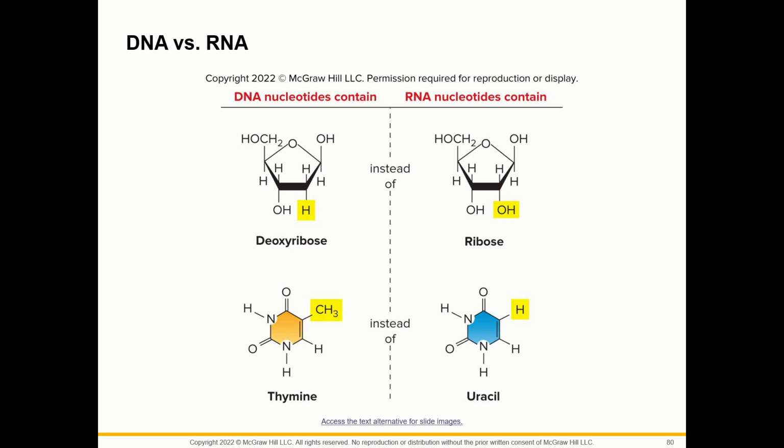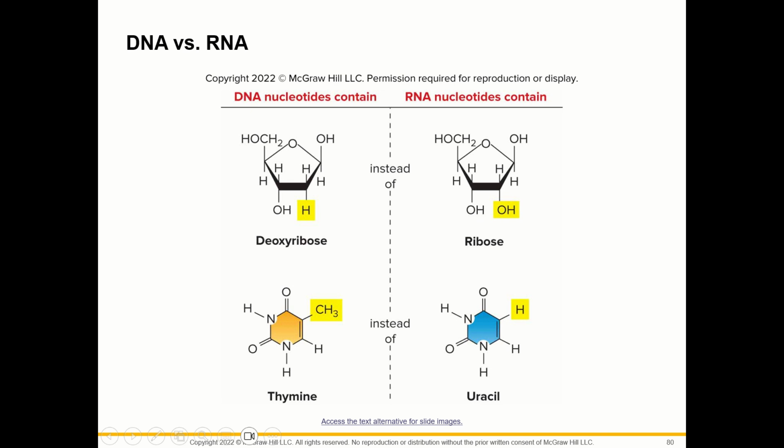The differences between the nucleotides and sugars in DNA and RNA are featured here in figure 2.34. DNA has deoxyribose and thymine. Deoxy means without the oxygen there. So deoxyribose and a thymine. Whereas RNA has a ribose sugar. It has that oxygen attached and a uracil instead of thymine.